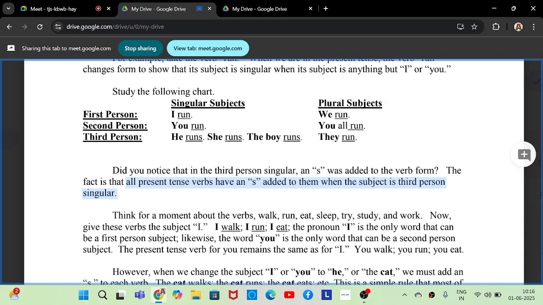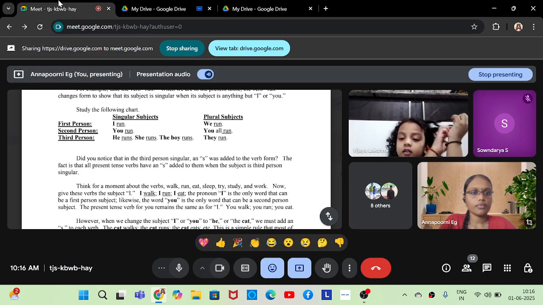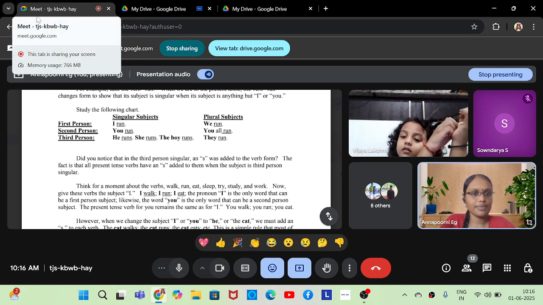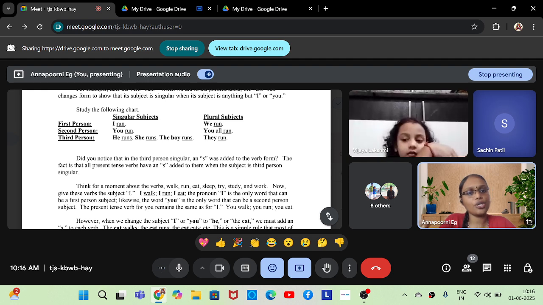For example, drink. Drink is a verb. Okay, shall we try with all the subjects how it will come? I will start with I. Then you have to continue from we, you all, he, she, the boy and they. So I'm starting. First, I drink. Okay, so what will come with we? We drink. What is the answer, Jack? We drink. Very good.